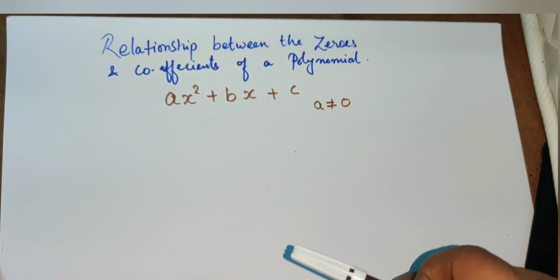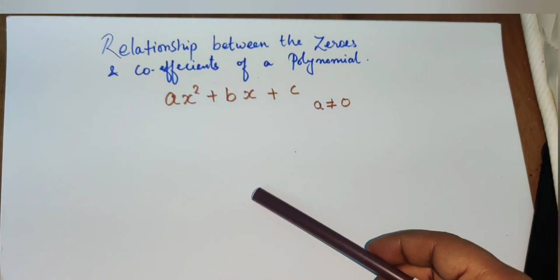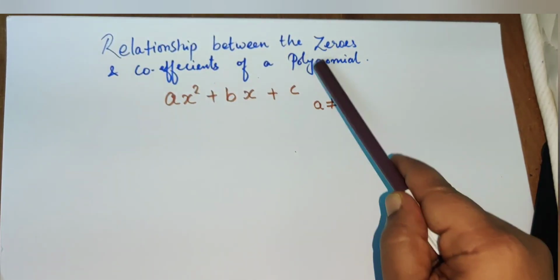You are watching Mathphile. So we are continuing the third concept, which is the last concept of the polynomials chapter, which is the relationship between the zeros and coefficients of the polynomial.